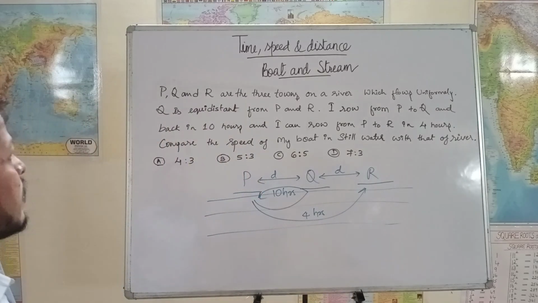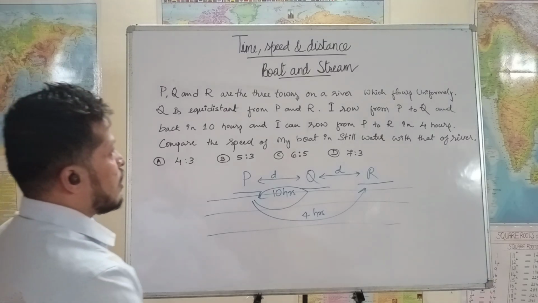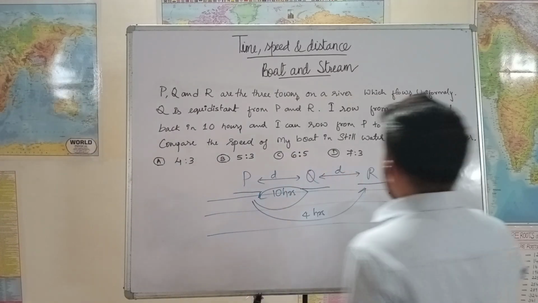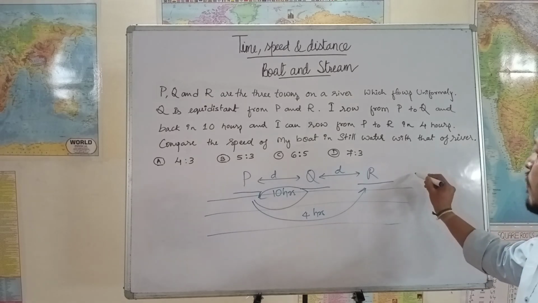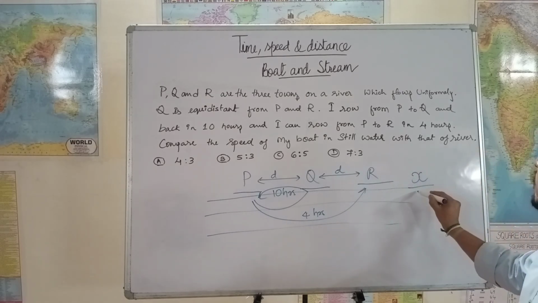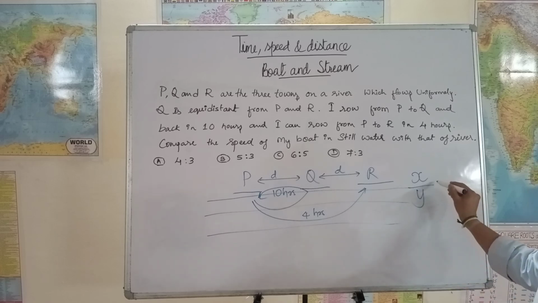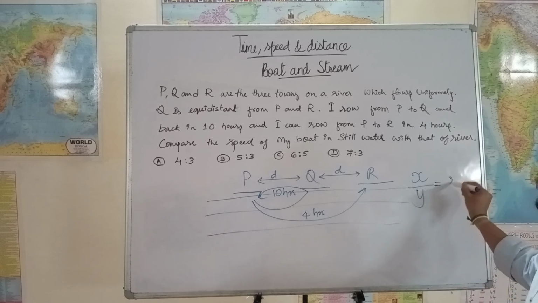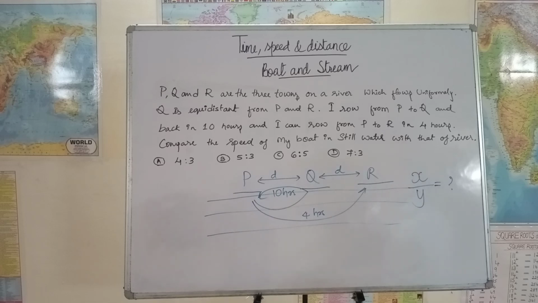Okay. Now compare the speed of my boat in still water with that of the river. That means we need to compare the speed of the boat in still water, which is x, with the speed of the river, y. So we need to find x by y is equal to what? The options are 4:3, 5:3, 6:5 and 7:3.